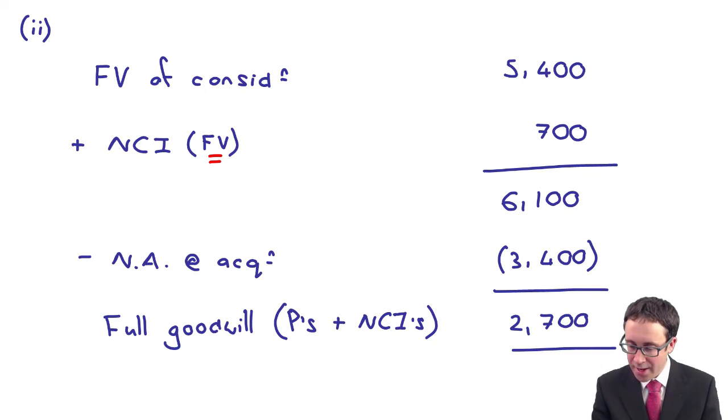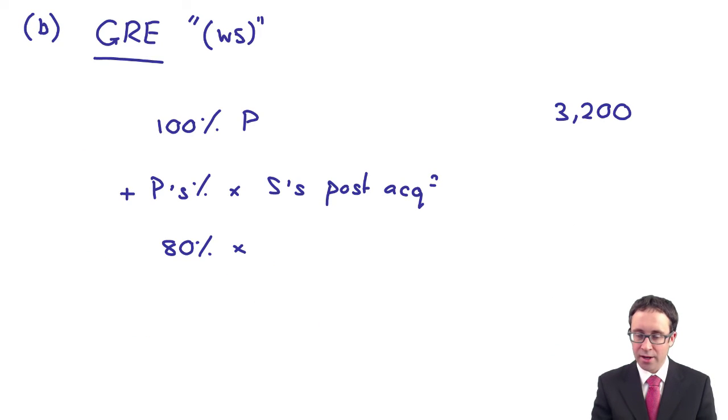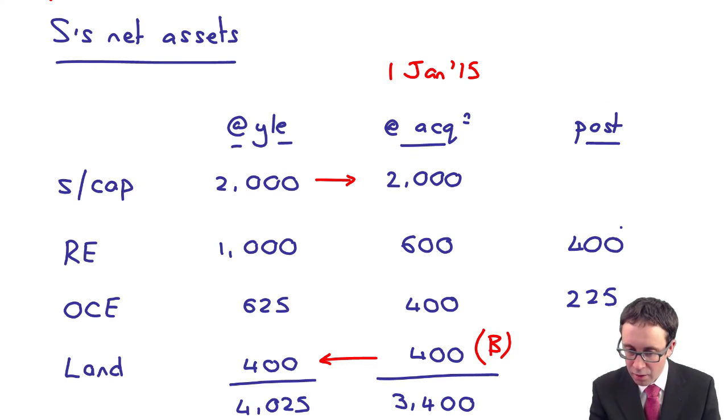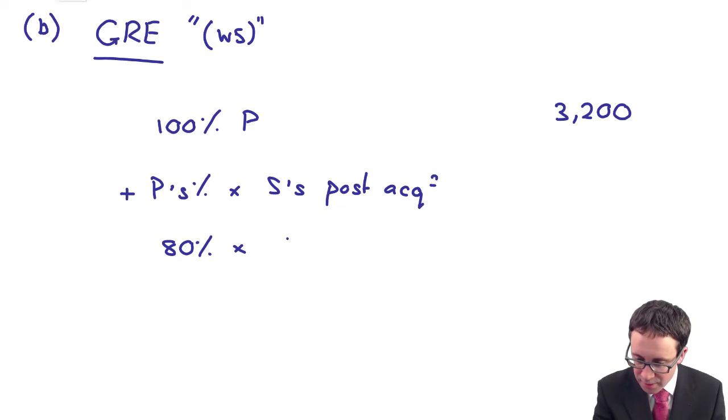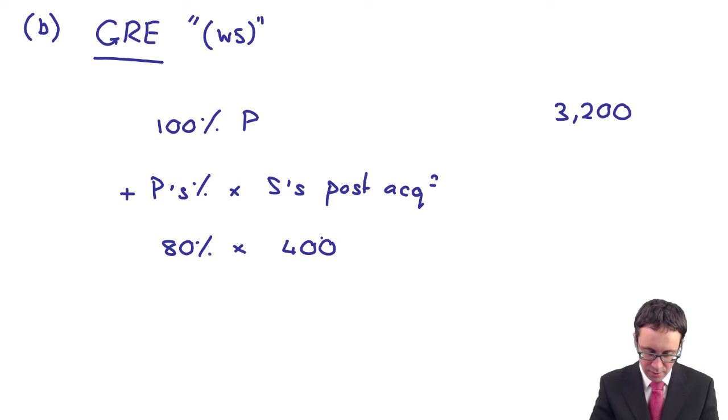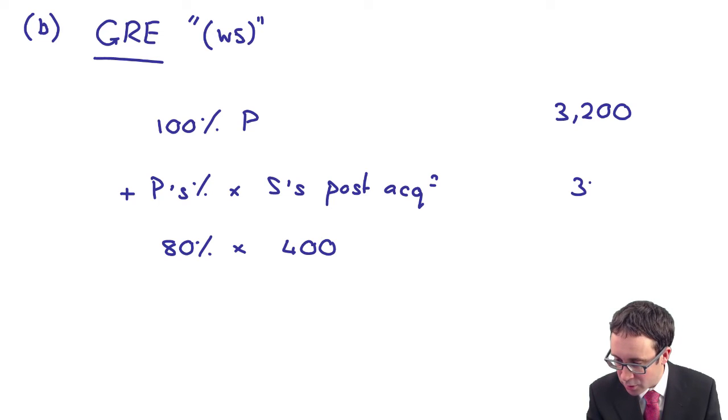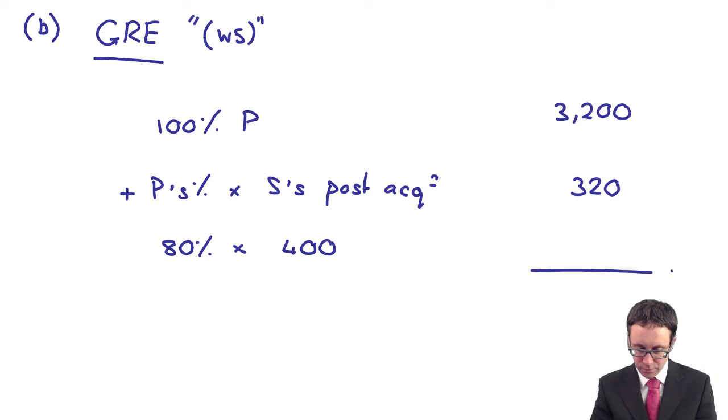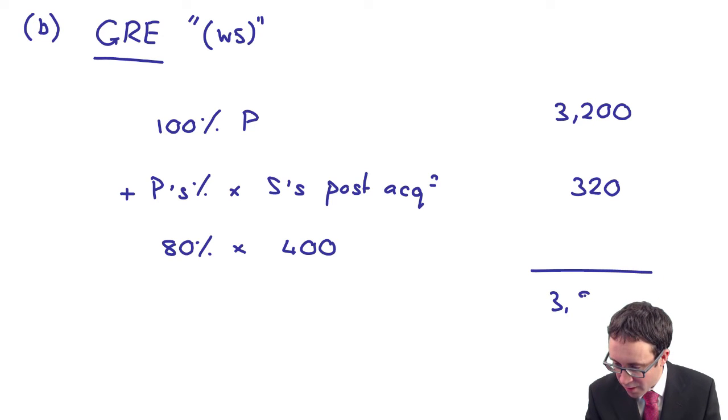Then we need to go through and finish things off in terms of the group retained earnings. The post-acquisition profits that you've got there are the 400. So 400, 80% of 400 is that 320. I'll do it on my calculator just to make sure there's no mistakes. Does that give me 3520?